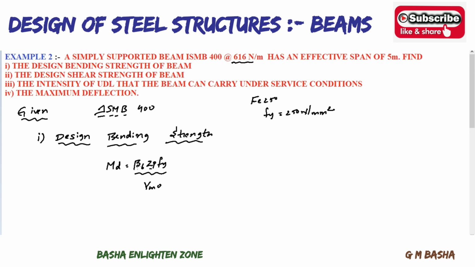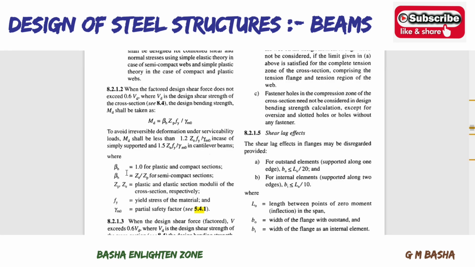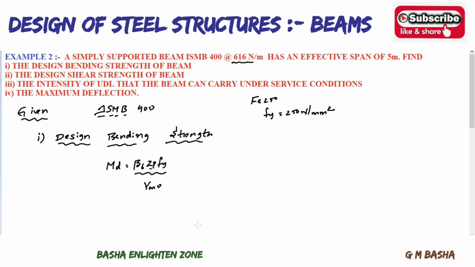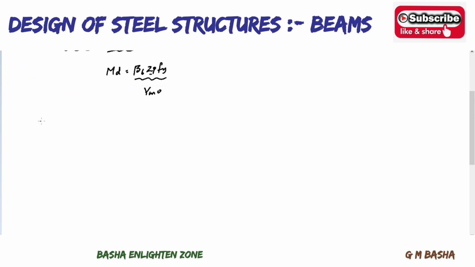And what about this beta_b? You check once here. This beta_b will be equal to 1.0 for plastic and compact sections and Zd by Zp for semi-compact sections. So first you can confirm whether your section will be plastic or not. Okay, so first we will go for the trial section, first section classification.